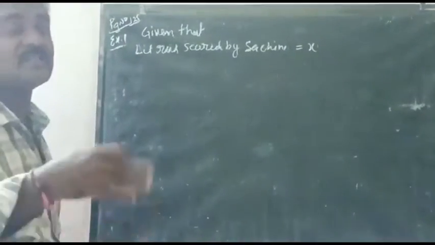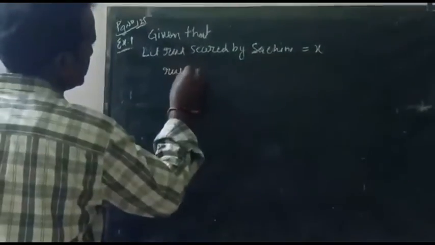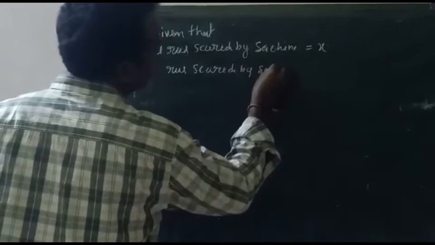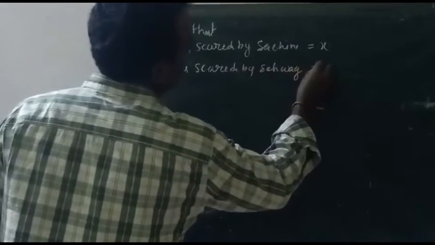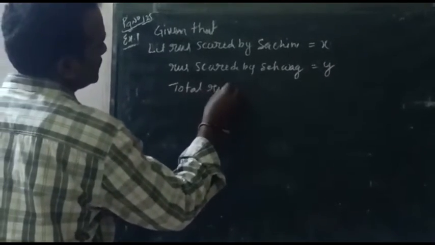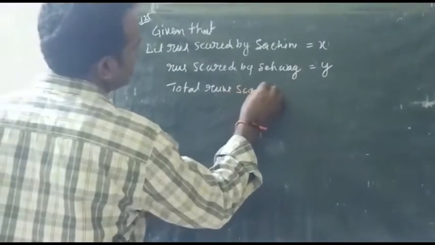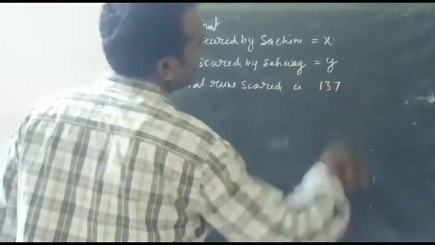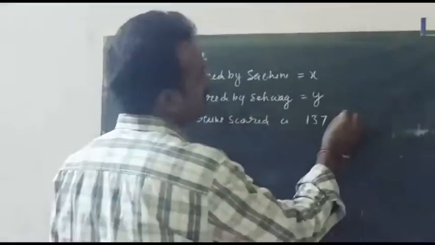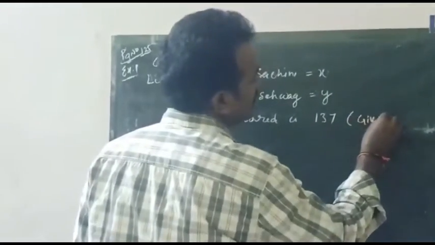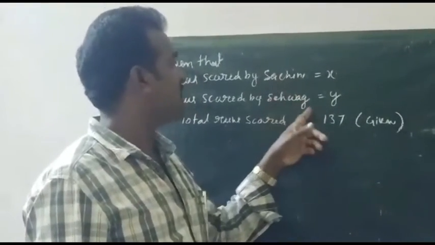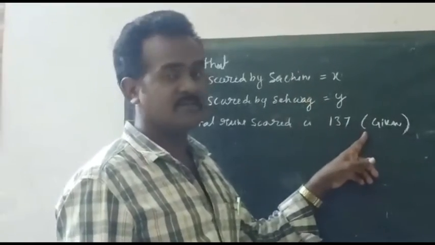Next, another person is there. Let runs scored by Sehwag is equal to y. Total runs scored is 137. That is the data. Total means the 137 given is the value for both Sachin and Sehwag together, the total score of 137 runs.